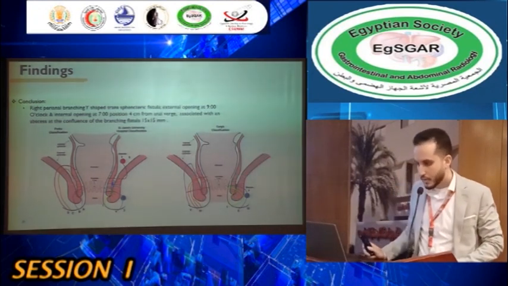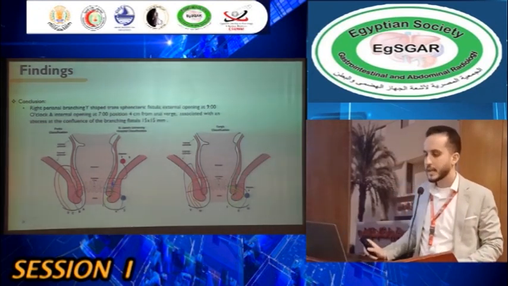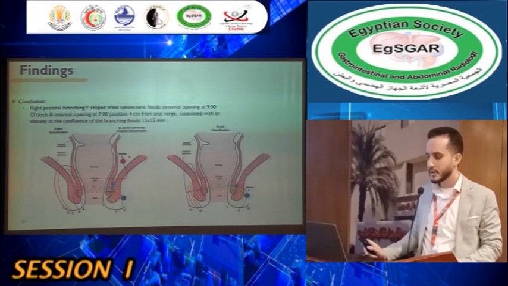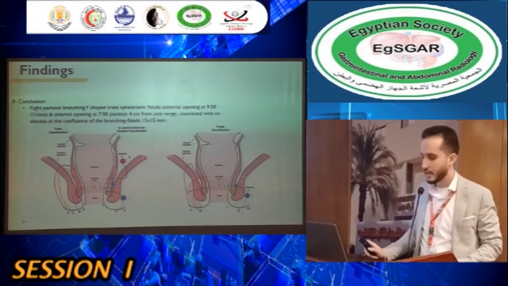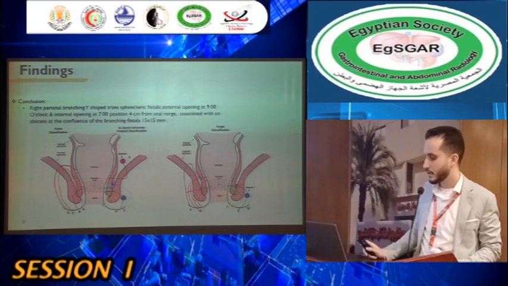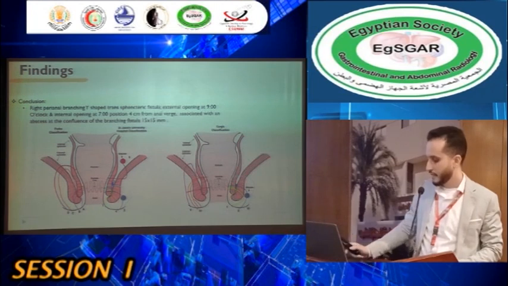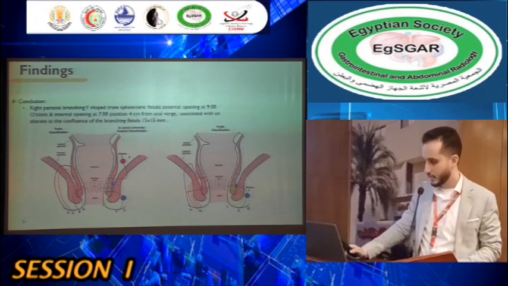So our conclusion was that there was a right perianal branching Y-shaped transsphincteric fistula with external opening at 9 o'clock and internal opening at 7 o'clock position, 4 centimeters from the anal verge, associated with an abscess at the confluence of the branching fistula, measuring roughly 1.5 centimeters.